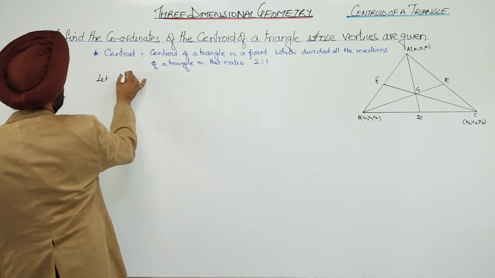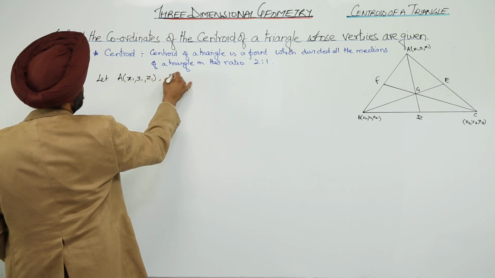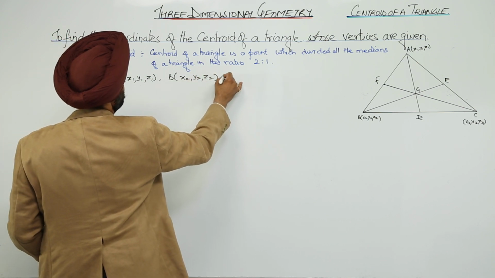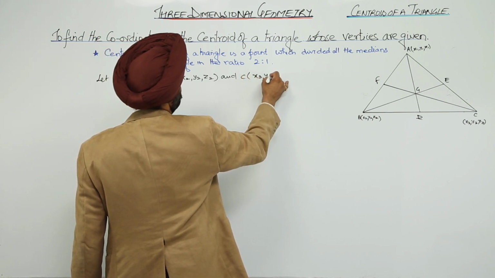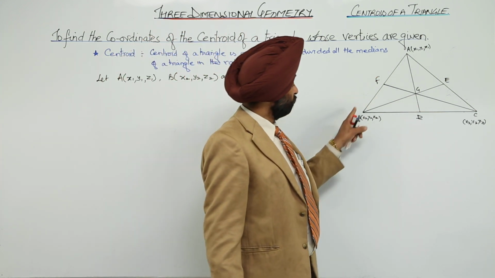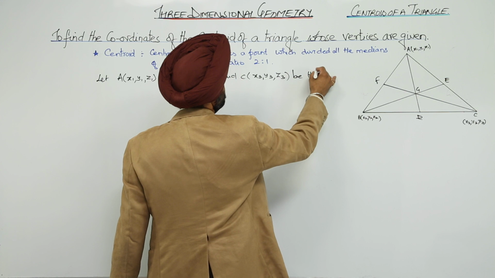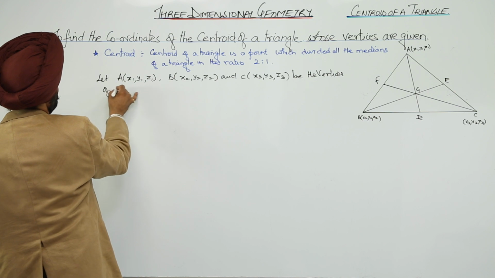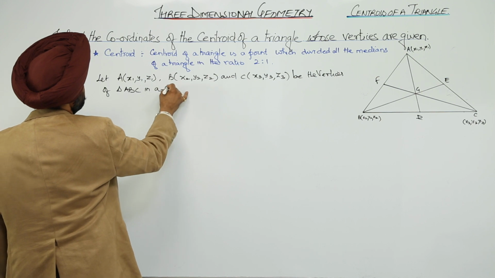Let A (x1, y1, z1), B (x2, y2, z2), and C (x3, y3, z3), A, B and C be the vertices of triangle ABC in a space.